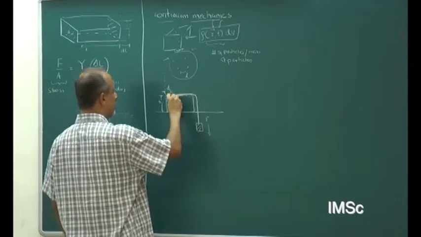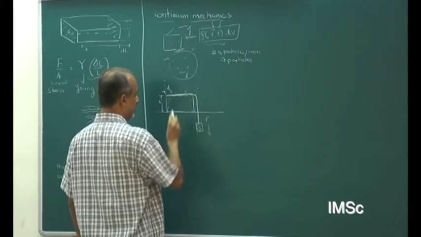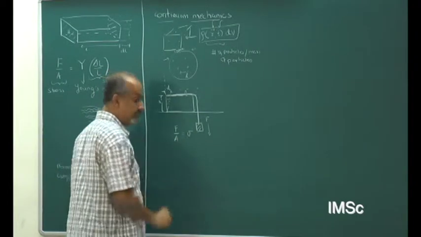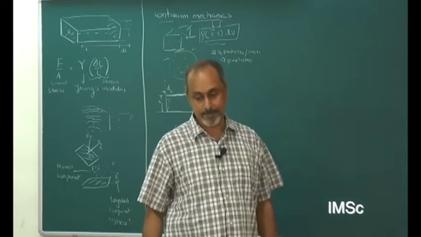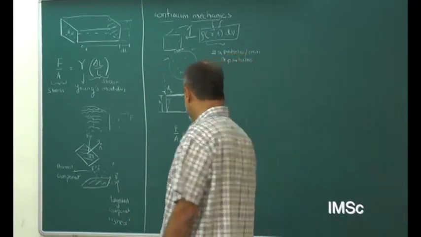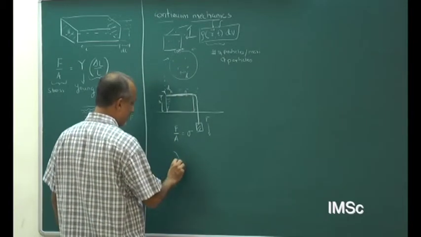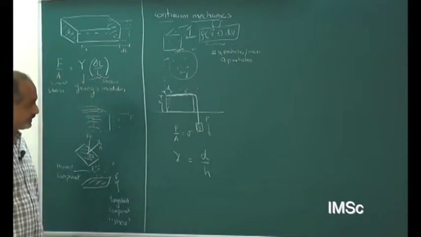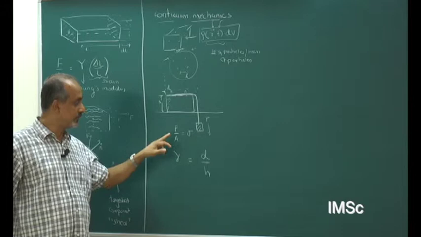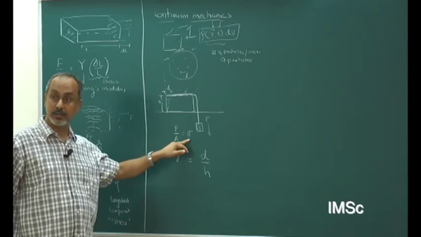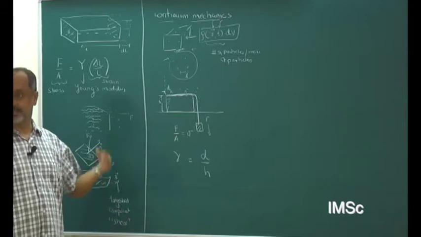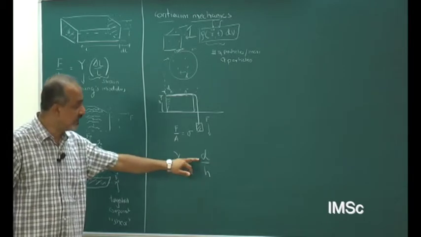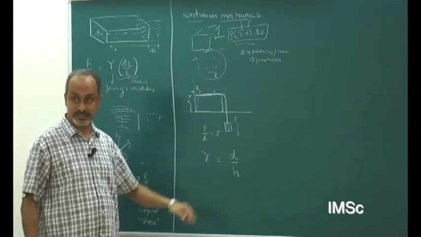So if I say that this is a block with some area A, force per unit area, the tangential force per unit area, let me call that sigma. Let me define a quantity, let me call it gamma, which is D divided by H. This quantity is a force per unit area. So the units of sigma are Newton per meter square or dynes per centimeter square or whatever it is. It's a force divided by an area. This quantity here is dimensionless because it's a ratio of two lengths.